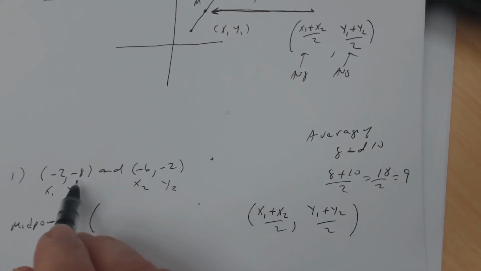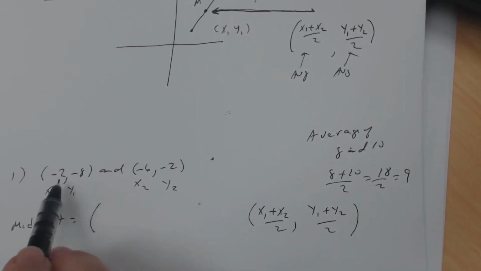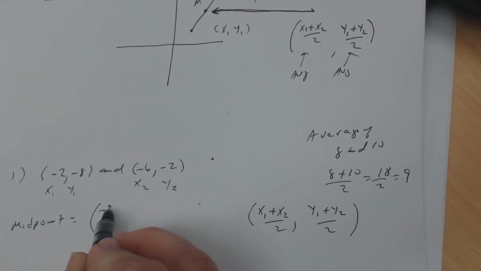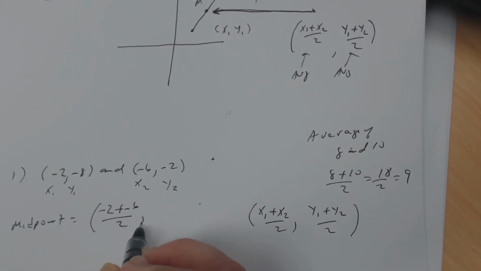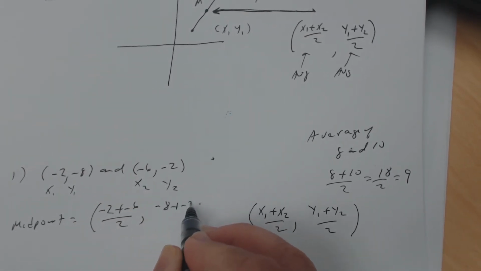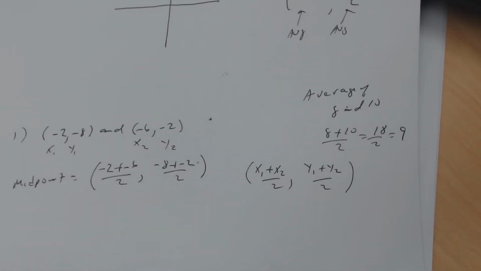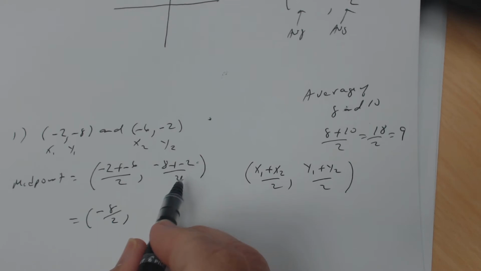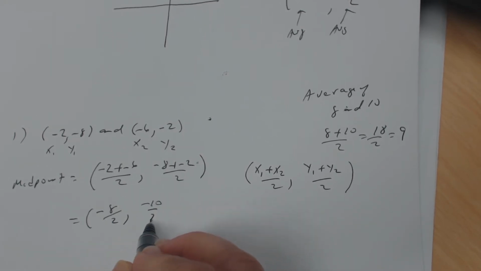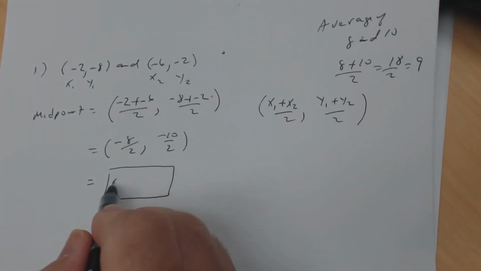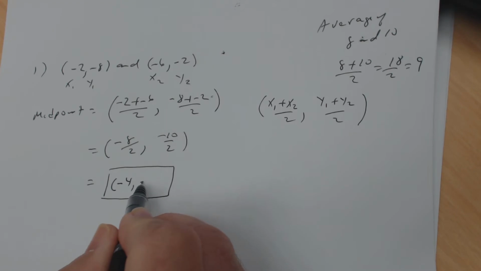will equal, all right, you're going to add the x-coordinates together. It doesn't matter whether you put -2 first or -6 first, because you're adding. So you say -2 plus -6 divided by 2, comma, and then for the y-coordinates, you can say -8 plus a -2, and then divide by 2. It's kind of like finding the average. All right, so -2 plus -6 is -8 divided by 2. -8 plus a -2 is a -10 divided by 2. And so your answer, you've got to simplify this, would be parentheses -4, comma, -5.